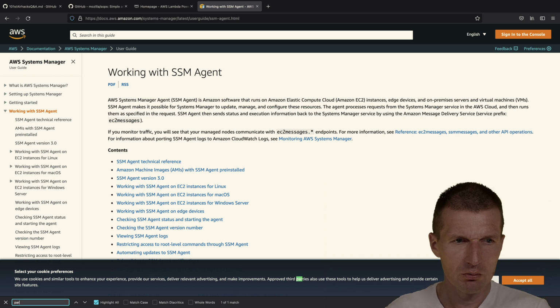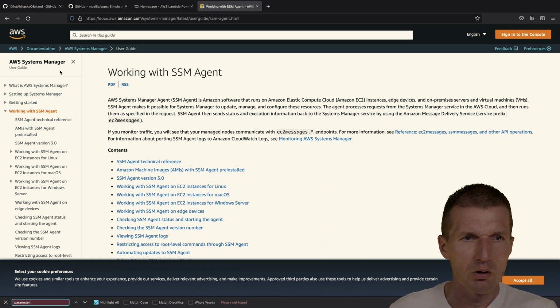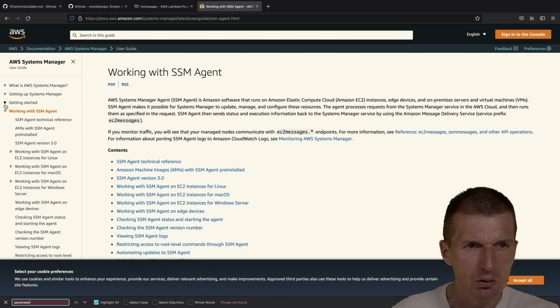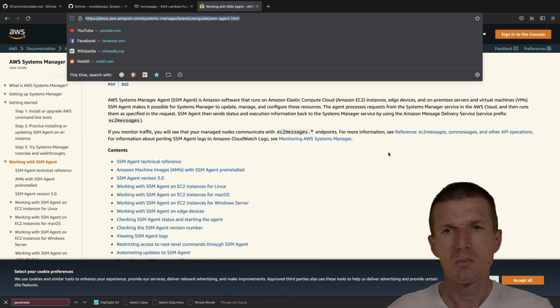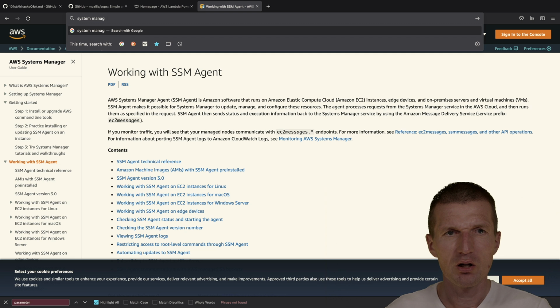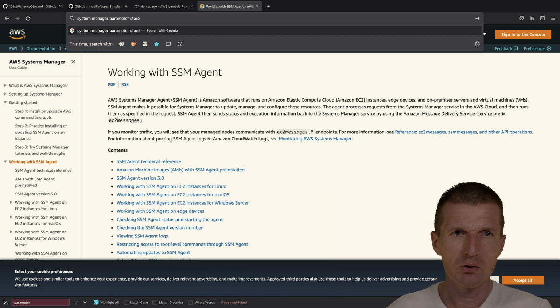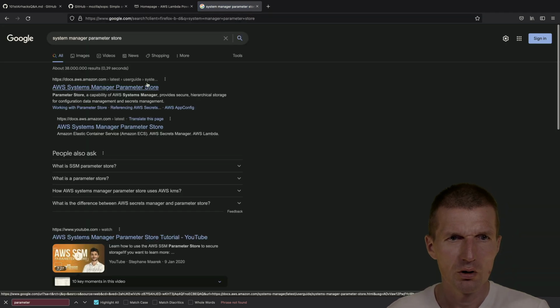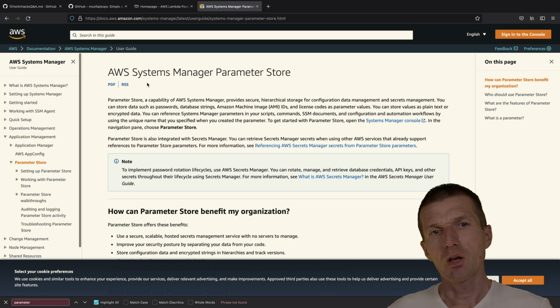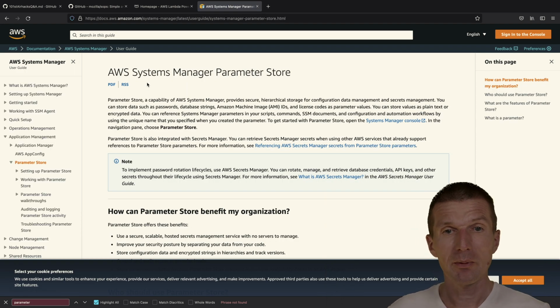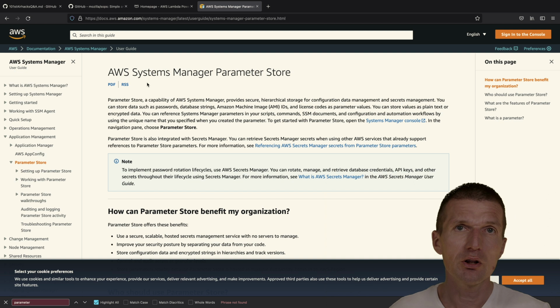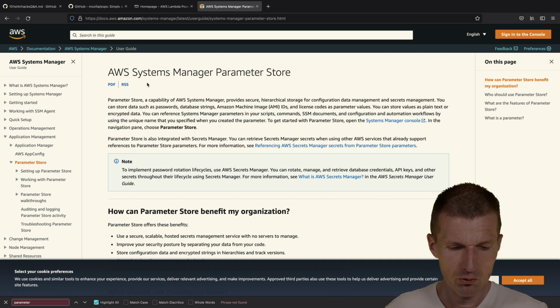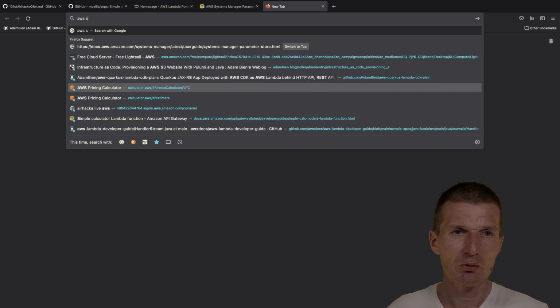Parameter Store. Okay. Systems Manager Parameter Store. This is what you need. Exactly. And the interesting part is the AWS Systems Manager Parameter Store is free and it supports encryption. And even better, if you have something like Fargate, it is fully integrated. So you can use Systems Manager Parameter Store, or you can use the AWS Secrets Manager.